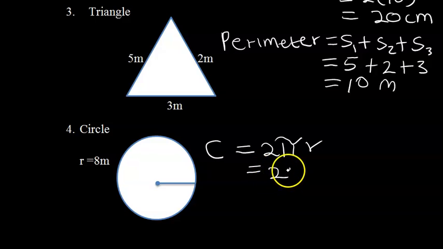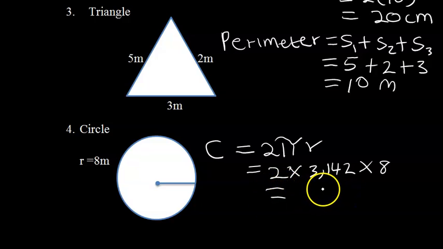Then we substitute. Here it is given that radius is 8. Then we say 2 times pi, which is 3.142, times our radius, which is 8. Then now 2 times 3.142 times 8 is gonna be 50.27 meters.